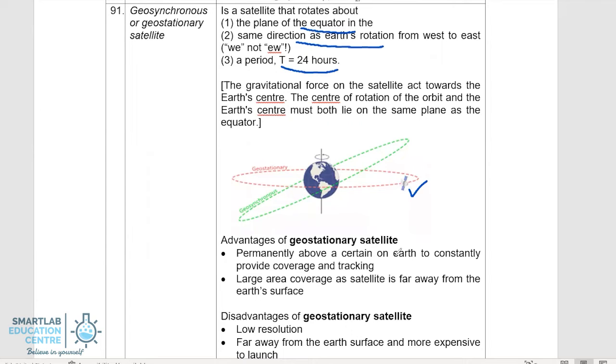The advantage of a geostationary satellite is that it can permanently be above a certain point, and there's also large area coverage. The disadvantage is that it needs to be a certain distance away from Earth, so therefore its resolution is low, and it is far away from the Earth's surface, and therefore more expensive to launch.